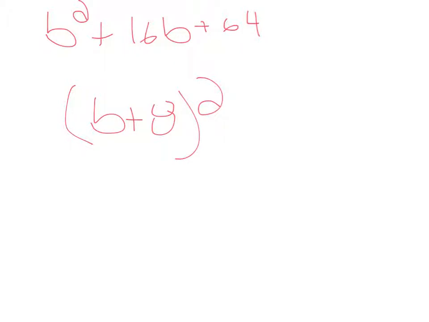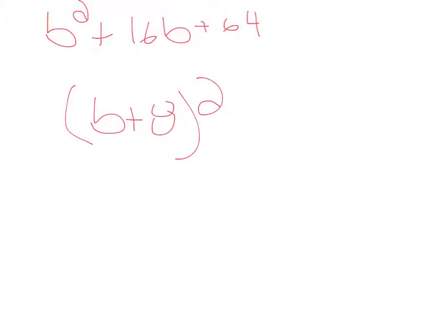For this one, we had b squared plus 16b plus 64, because 8 times 8 is 64, and 8 plus 8 is 16, so b plus 8 squared was derived. So, a little bit of magic, or so it appears here.